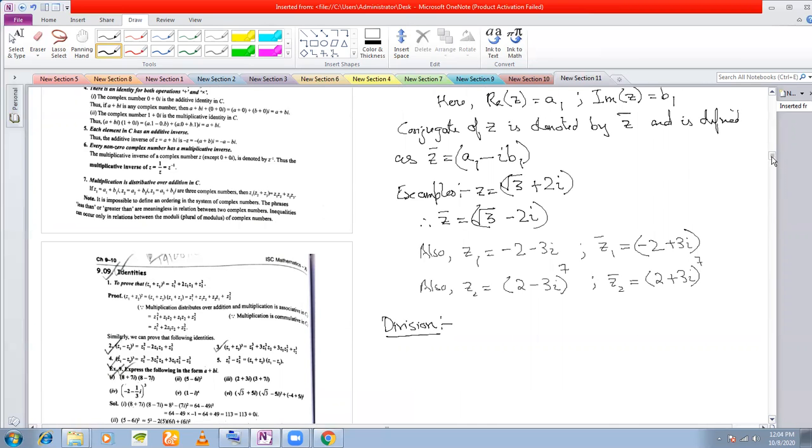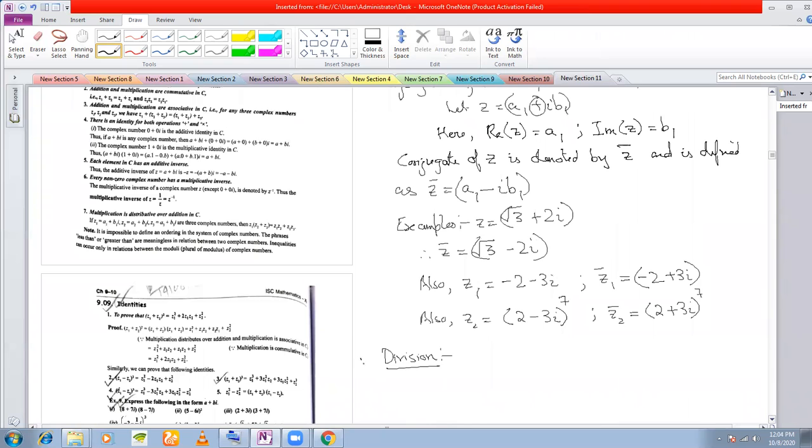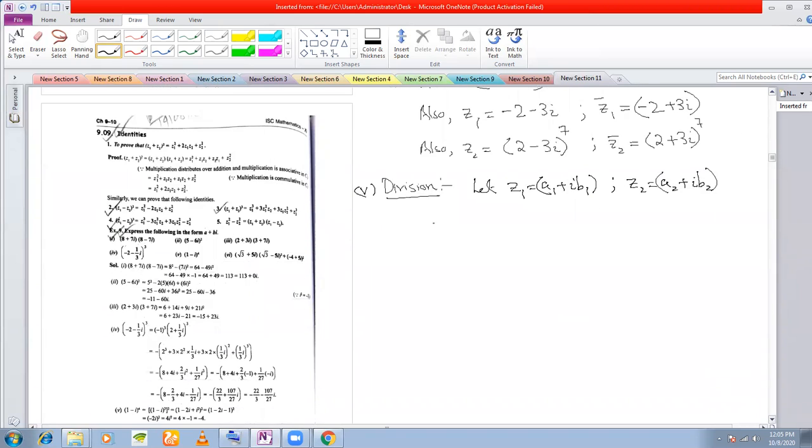Okay. How to divide two complex numbers? Let's say I call z1 is a1 plus ib1, and I say z2 is equal to a2 plus ib2. Okay. Therefore, how do you find z1 by z2? How do you find z1 by z2? It is a1 plus ib1. Now, this process is very important, so please take note of this process.